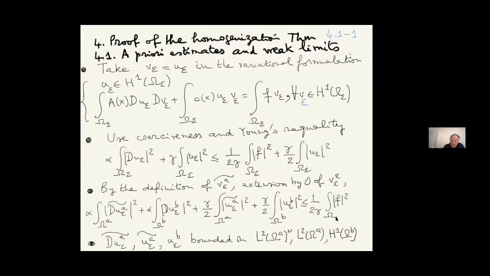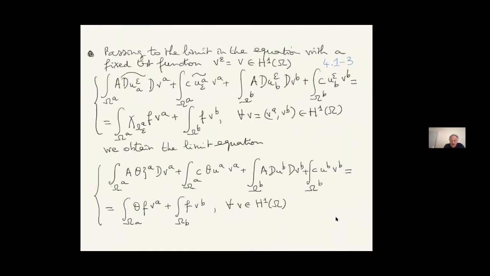But now I will take V epsilon equals V fixed for some V in H1 of omega, and note that when V is in H1 of omega, V epsilon, its restriction to omega epsilon, is in H1 of omega epsilon. So I can put V epsilon equals V in the equation. And then if I'm doing that, I get the following result: for every V equals VA, VB in H1 of omega, the equation becomes the integral over omega A of gradient U epsilon A twiddle gradient VA multiplied by A, the same thing here, C U epsilon A twiddle VA integrated on omega A.